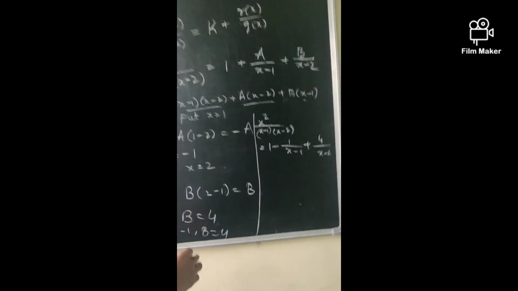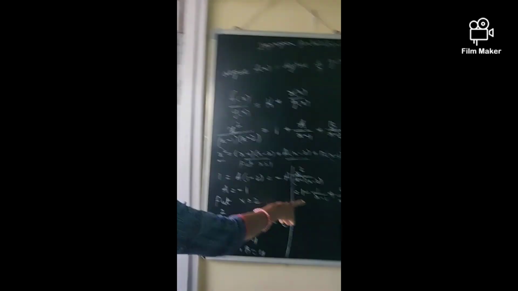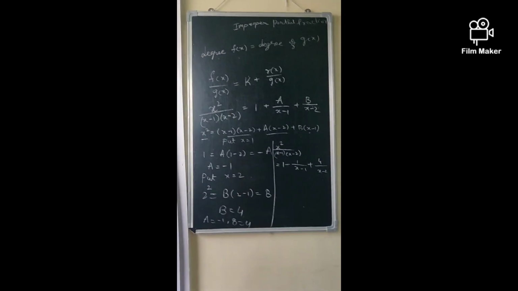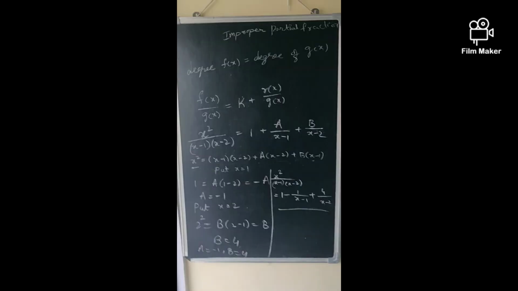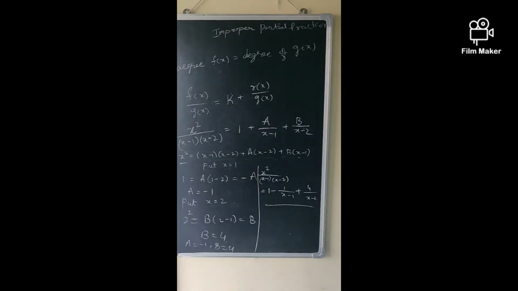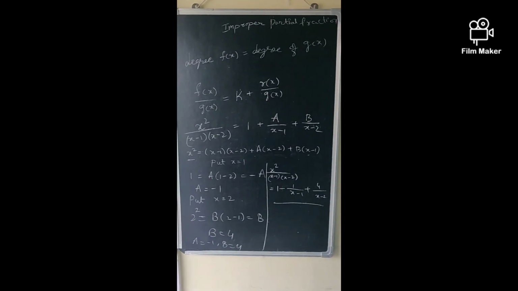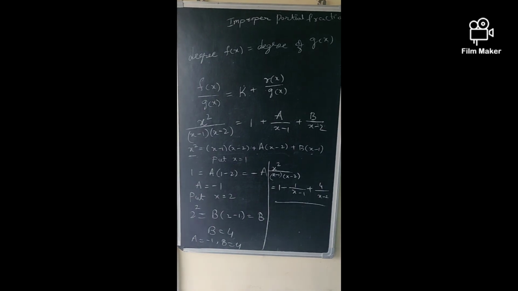Substitute a and b values in this equation, we get 1 minus 1 by x minus 1 plus 4 by x minus 2. So friends, this is the sum we solved when the rational fraction is improper.